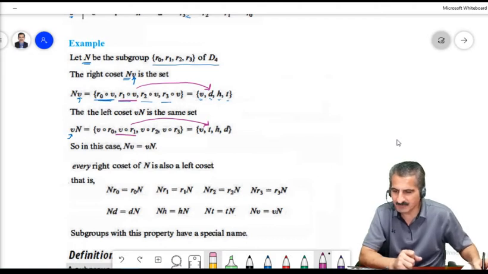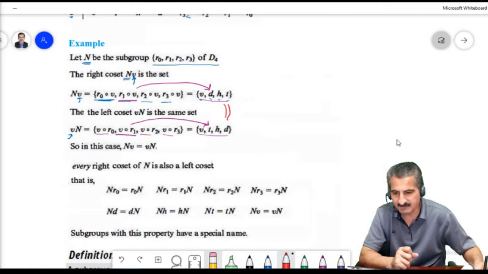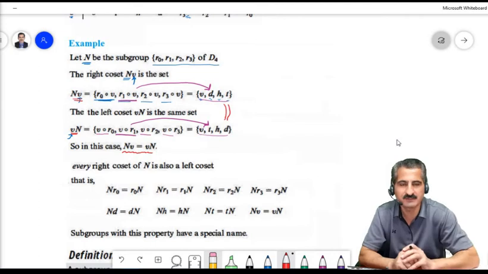Now, after the computations, here V multiplying every element of N from the left will give us this set. Now notice these two sets are equal. The elements are listed in a different order, but they are equal. The two sets here are equal. The left coset and the right coset are equal.